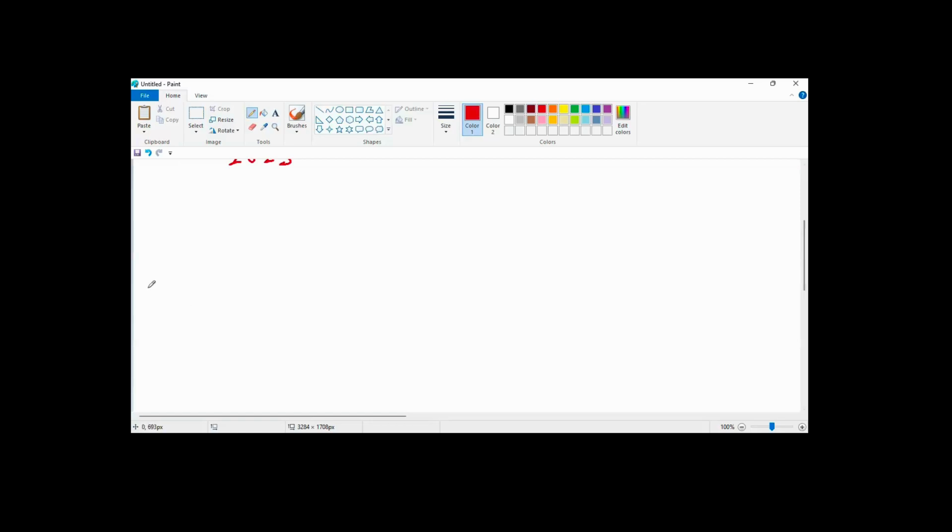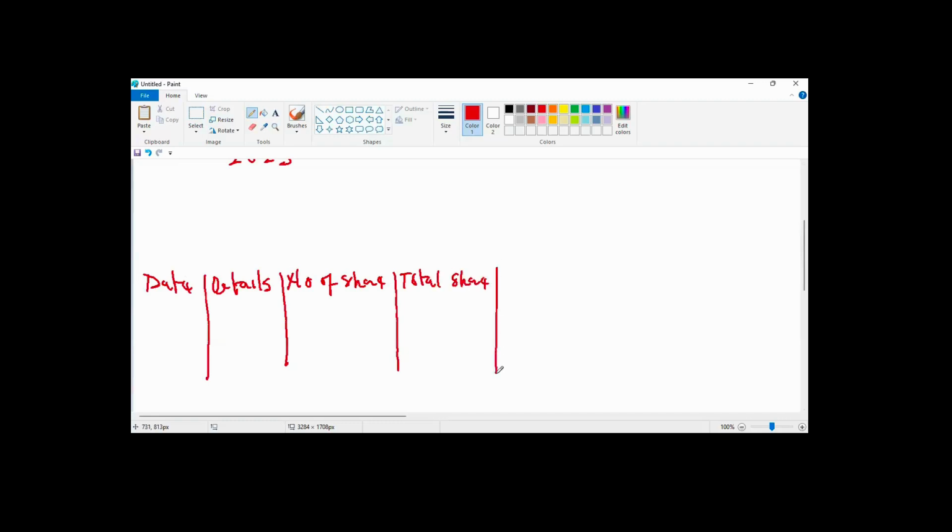So I will use my table by saying date, details, number of shares, total shares, time factor. There's no bonus and there's no rights issue, you only have repurchase. This is what I will have in the question.